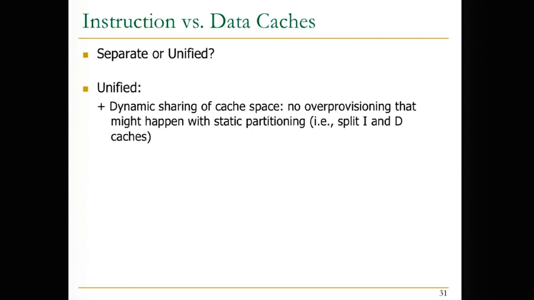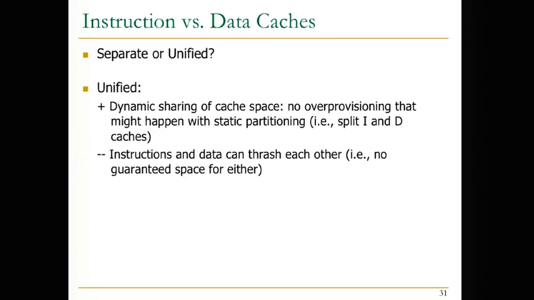Unified means whenever you are unifying different data types in the cache, you're dynamically sharing the available cache space, which means that if you separate them, you're statically partitioning the space. As a result, you may actually over-provision if you statically partition. If you split the instruction and data, and, for example, instructions do not use the cache that is dedicated to them, whereas data needs more, split is not good because you've split them. Whereas if it's dynamic, you can fully utilize the cache, right? If instructions don't need that much cache space, data can use it, and vice versa also. If data doesn't need that much cache space, instruction can use it. That's always the benefit of dynamic sharing. You get more efficient resource utilization, hopefully.